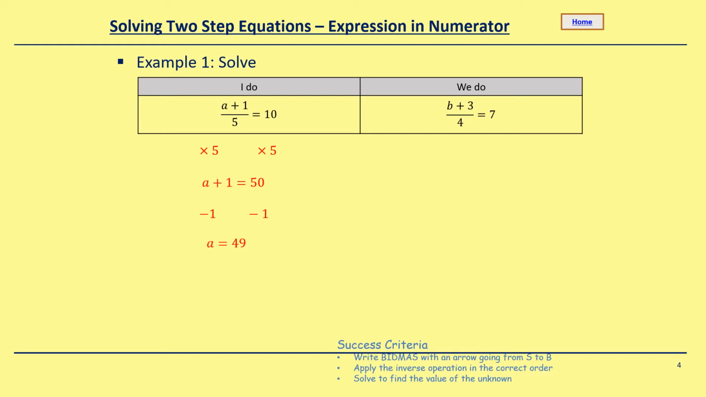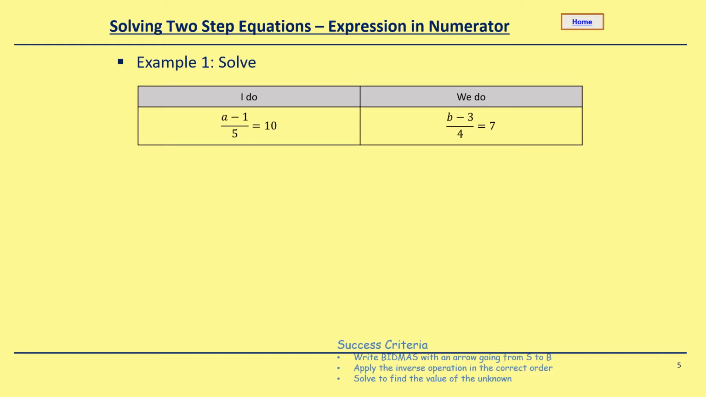Okay, so give yourself a couple of minutes and you do b plus 3 all over 4 equals 7. Pause the video now. Okay, so the answer, you should have got b equals 25.